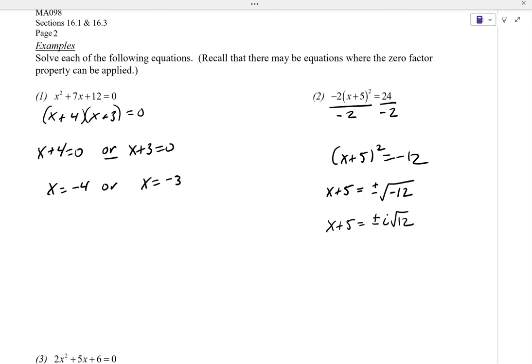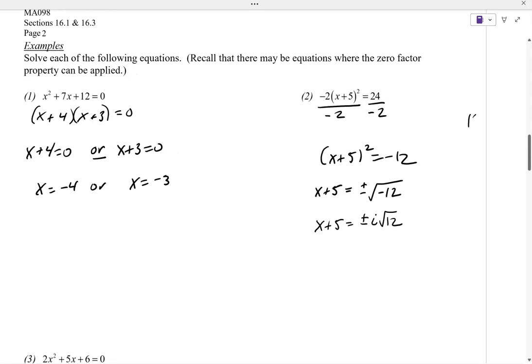And then can we break up 12? 4 and 3. And 4 is 2 and 2, right? So we see the pair of 2s. So how can we rewrite the square root of 12? With 2i times the square root of 3. And then we will subtract the 5 over.